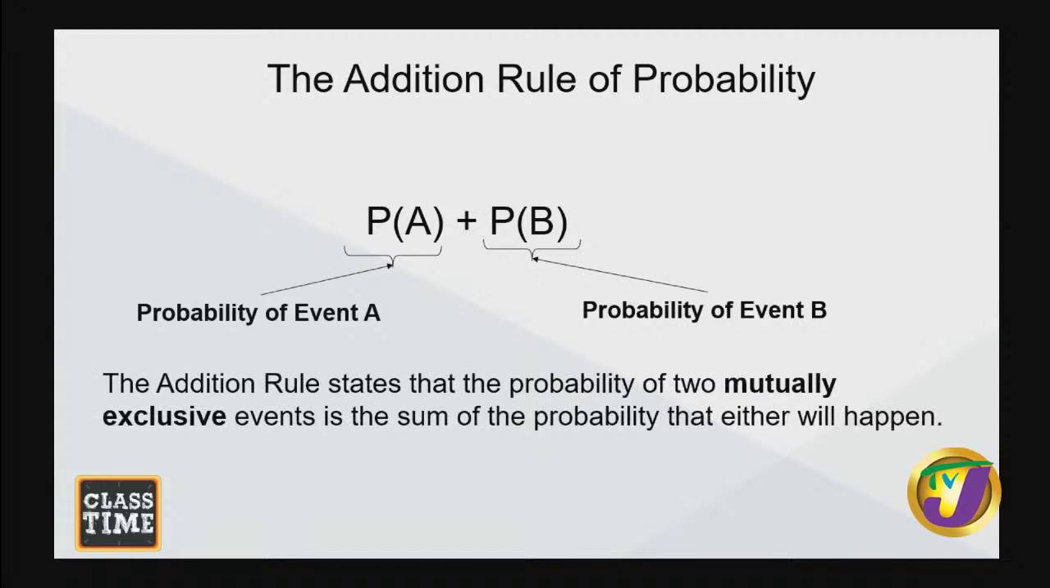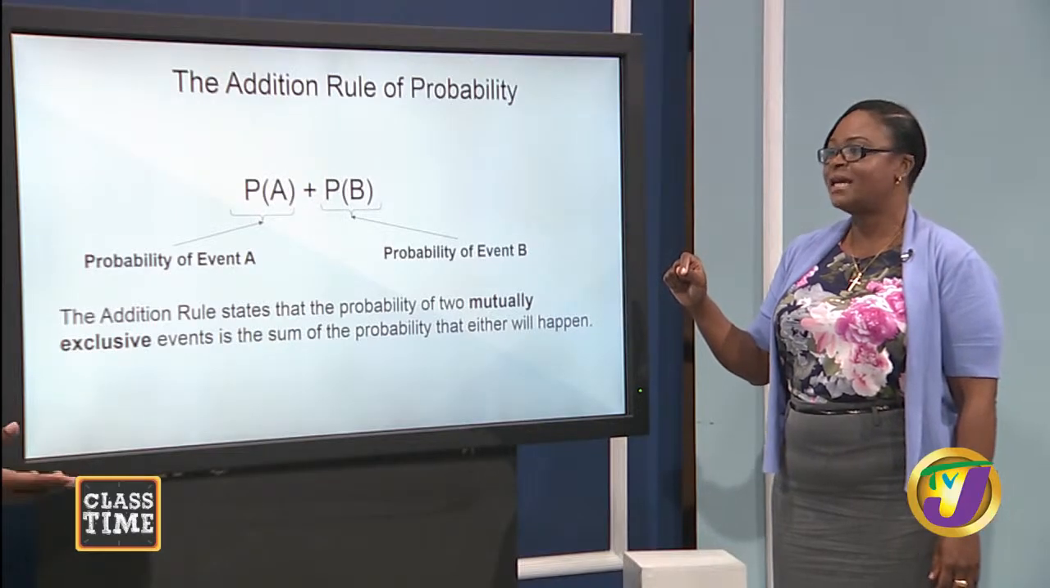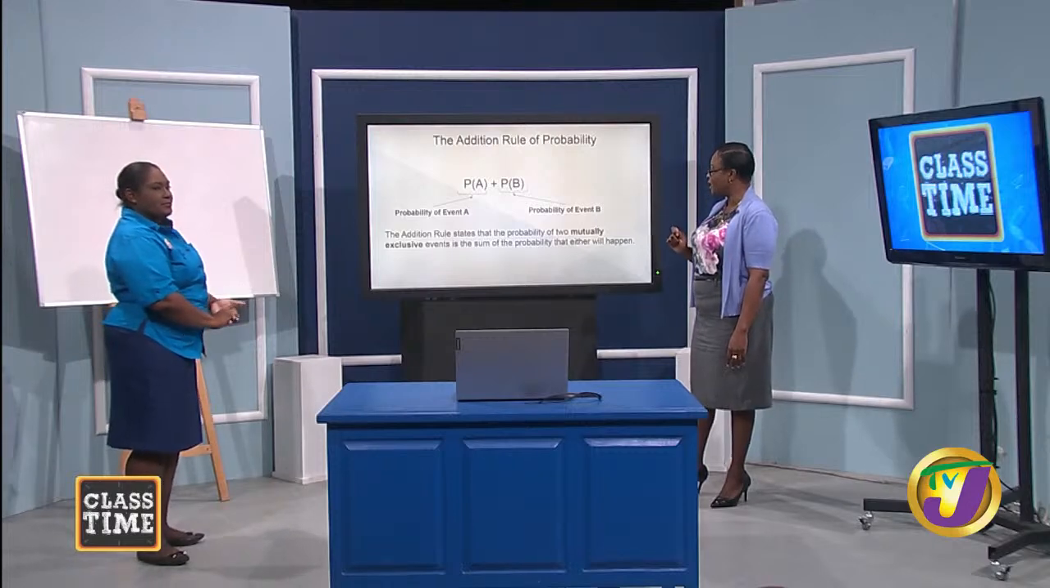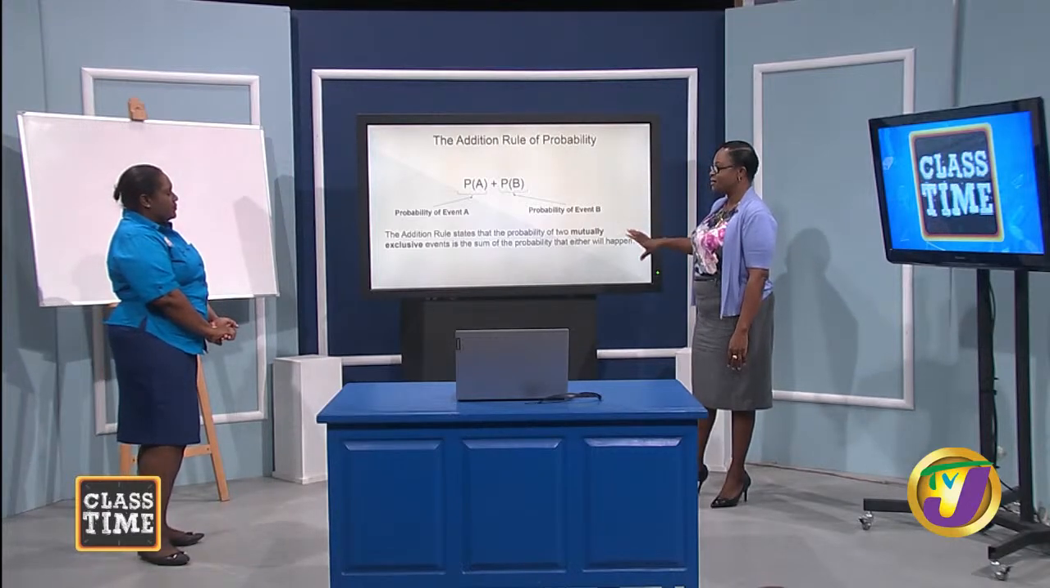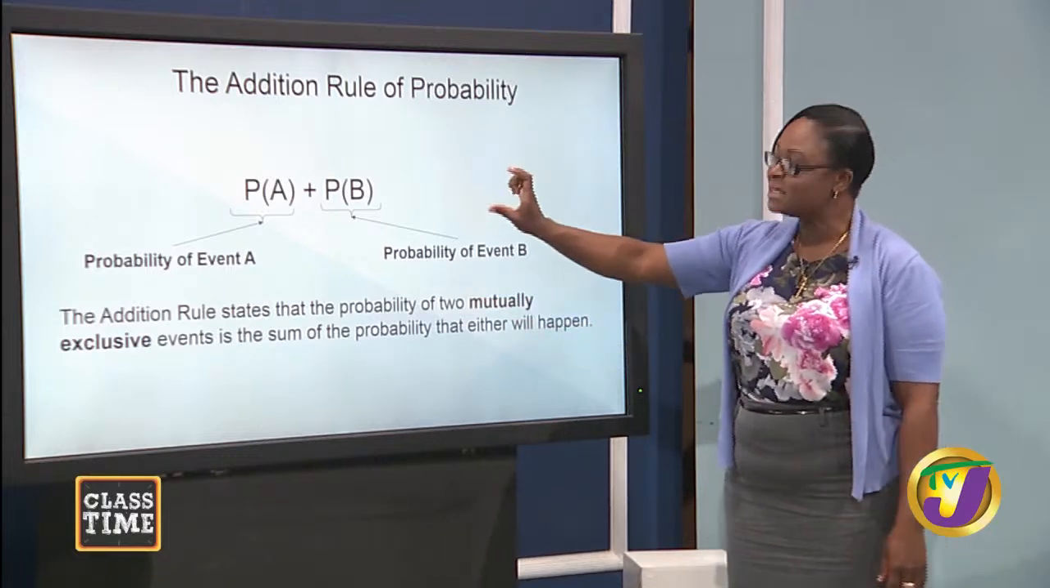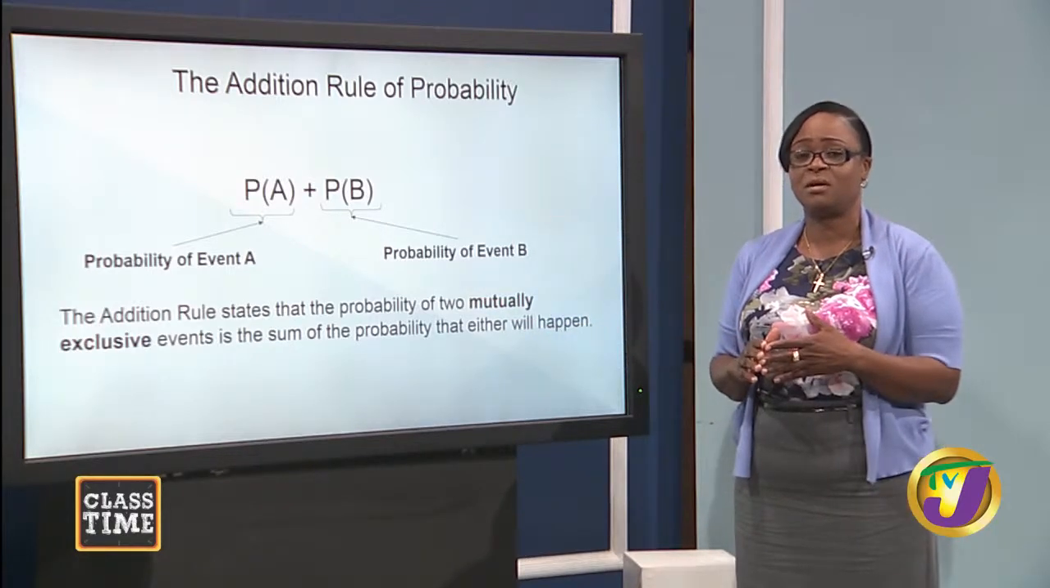What does it say, Shadeen? The addition rule states that the probability of two mutually exclusive events is the sum of the probability that either will happen. Two mutually exclusive events, two events occurring independently of each other. Right. Okay. So for us here, it's for mutually exclusive events. And this is the probability rule.